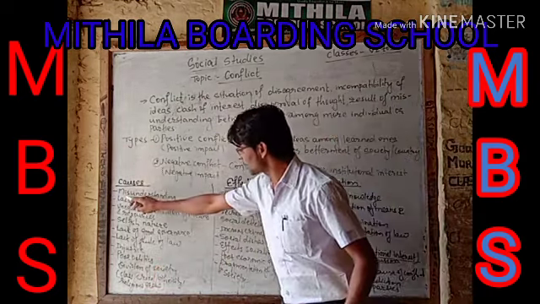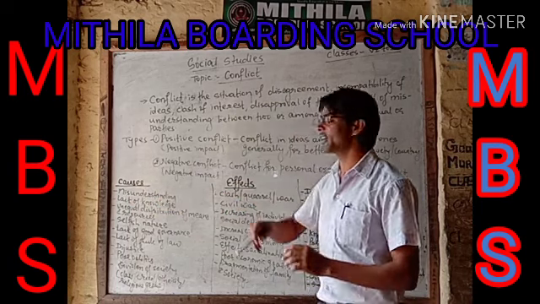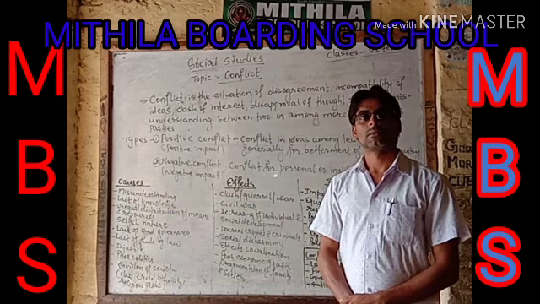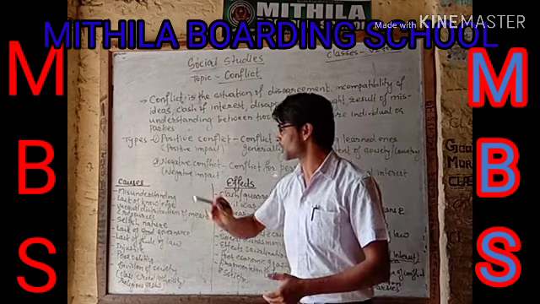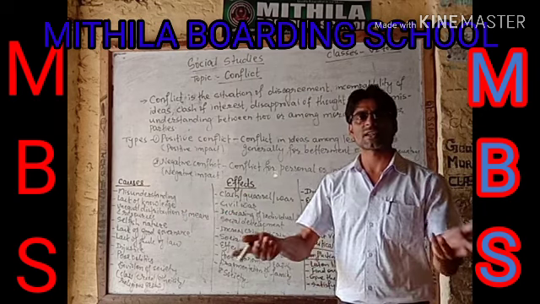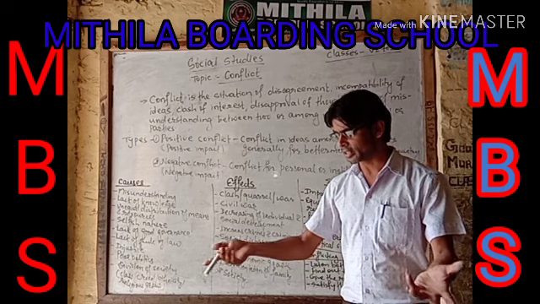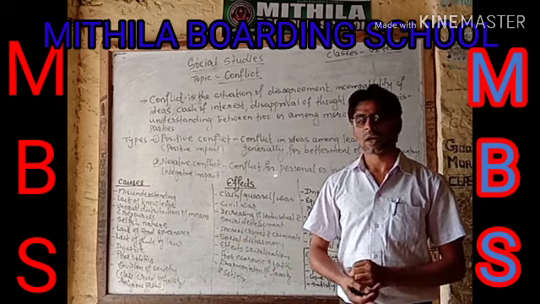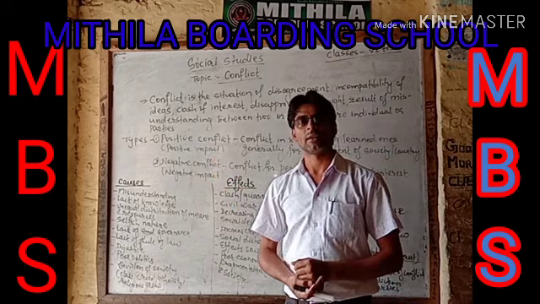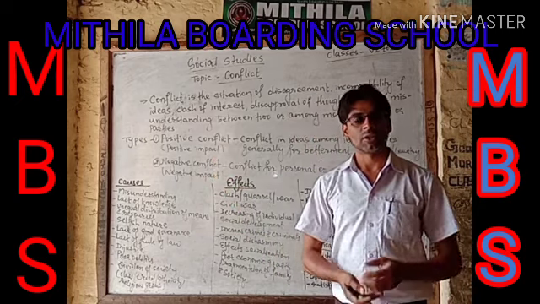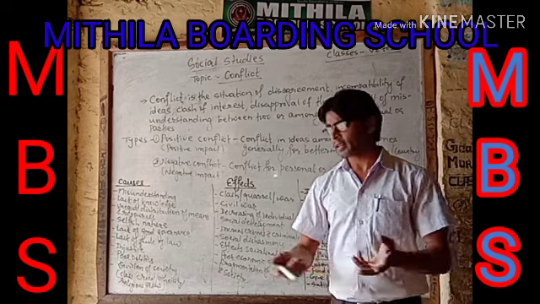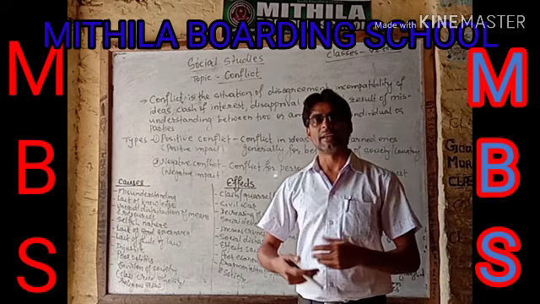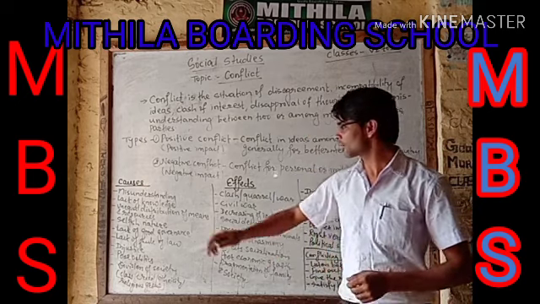The first cause I have written is misunderstanding. This is the first and foremost cause of conflict. When two persons are talking, they do not understand each other, and the conflict starts. One is trying to give a good idea to the other, but the other person does not understand it, and negative thinking occurs. It is the cause of the conflict.